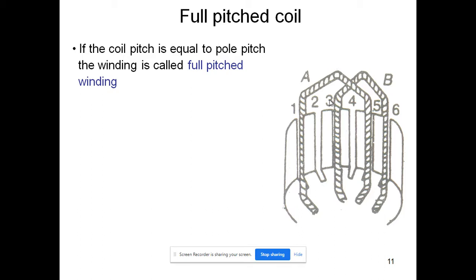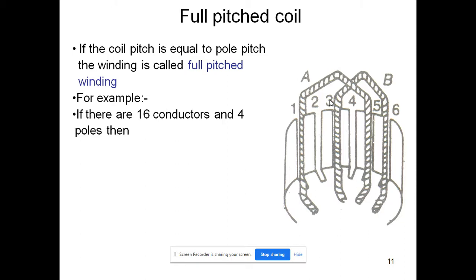How can we define this? Full pitched coil means if the coil pitch is equal to the pole pitch, the winding is called full pitched winding. What is that? The coil pitch is equal to the pole pitch. Then it is called full pitched winding. Let us see an example.